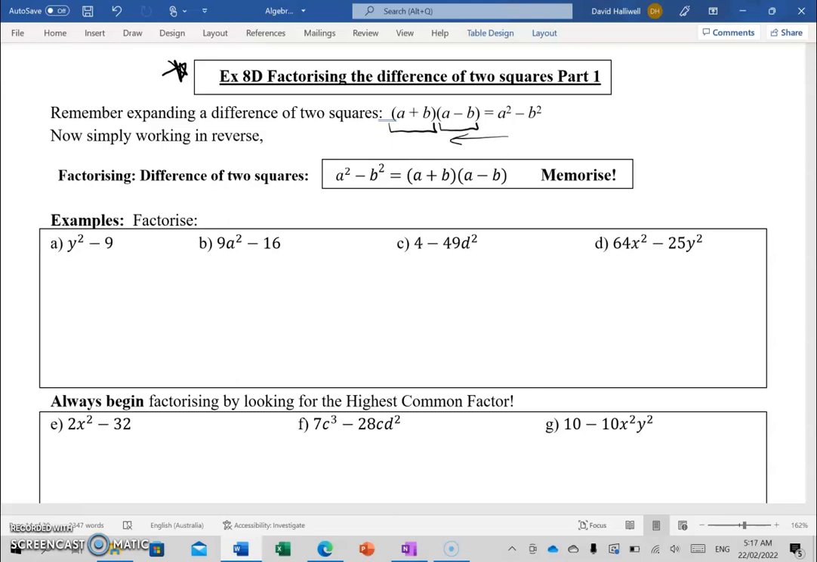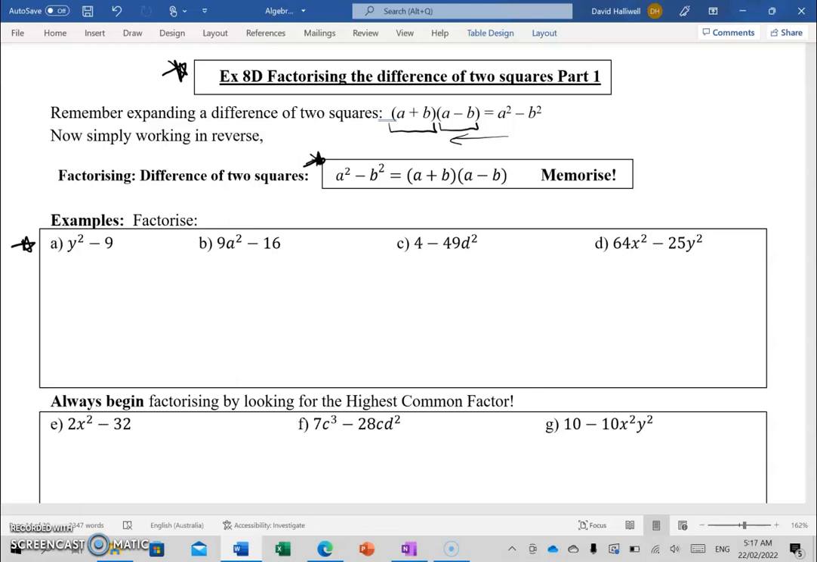So we look for two terms with a minus in the middle. And then if we've got a squared minus b squared, we can factorize back and write it as a plus b, a minus b. That's one to memorize. That's called factorizing by difference of two squares. So what I'm going to get you to do, write in your books the rule. Write to memorize. Then we're going to write down the example.